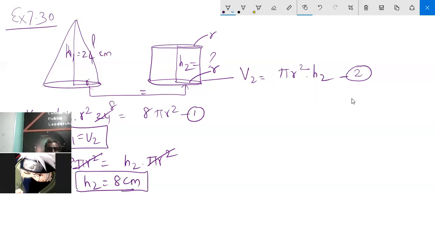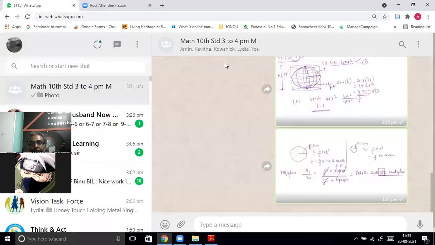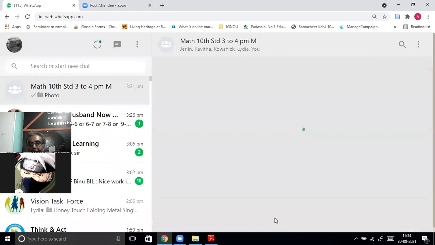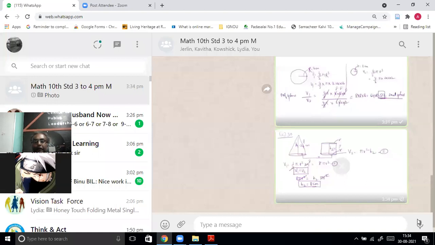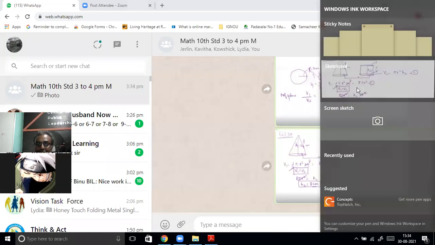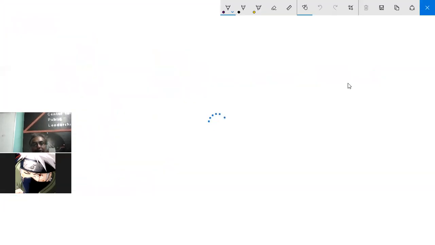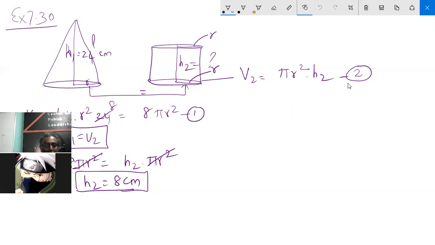I'm going to paste this. You understood this, no? Very simple. The key thing is you equate volume 1 to volume 2: find volume 1, find volume 2, and equate them, and then immediately you will get the missing element. All other things you will know, only the missing thing you don't know. Here only H2 you don't know, everything else is known. The data is given: this radius is equal to this radius, so you can cancel it out. Like that, they will give something or other.